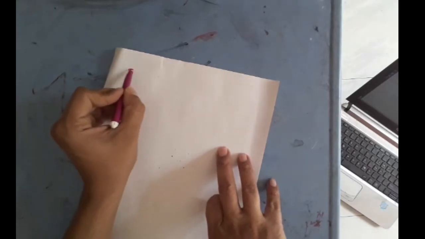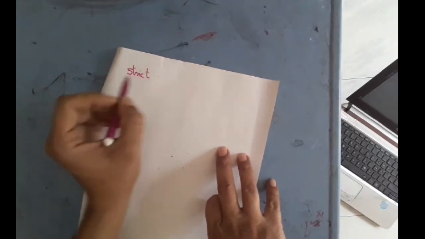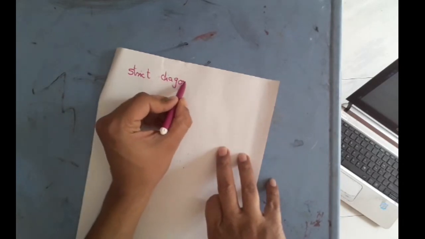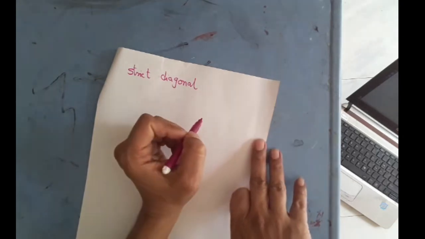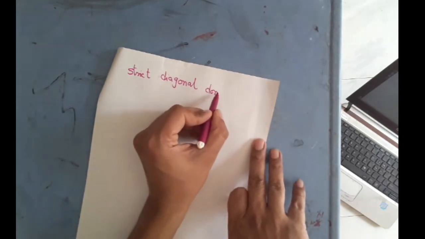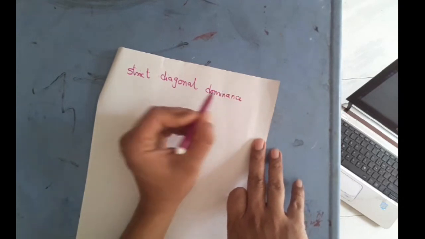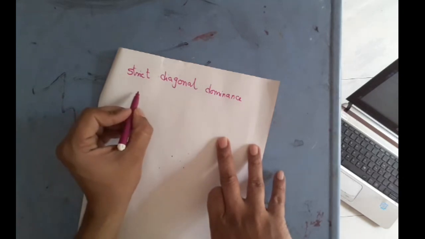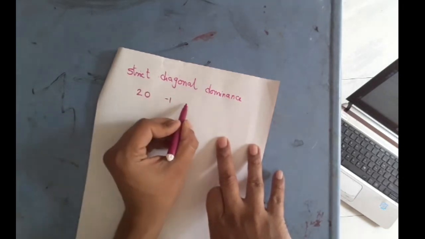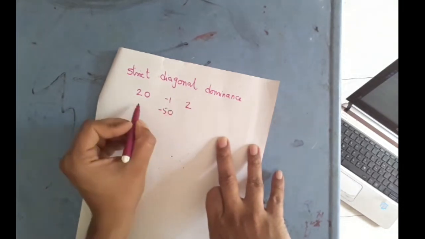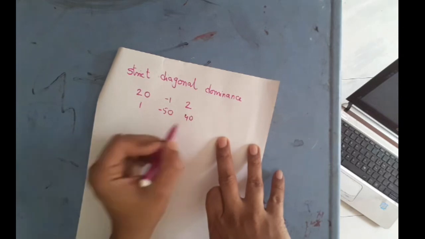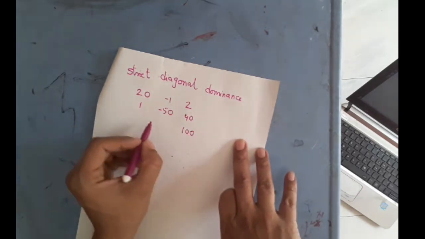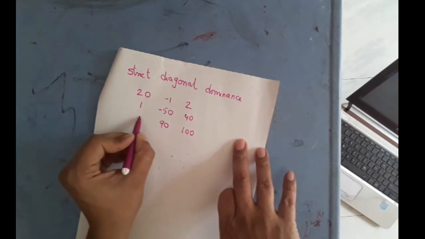A sufficient condition for the Gauss-Jacobi method to converge is called strict diagonal dominance. Strict diagonal dominance is the condition where the diagonal is much larger than the off-diagonal elements in a very precise sense, which is the following. I will take an example. Suppose this is 20, this is minus 1 and this is 2, and this is minus 50, this is 1 and 40, and this is 100, and this is 90 and 2.